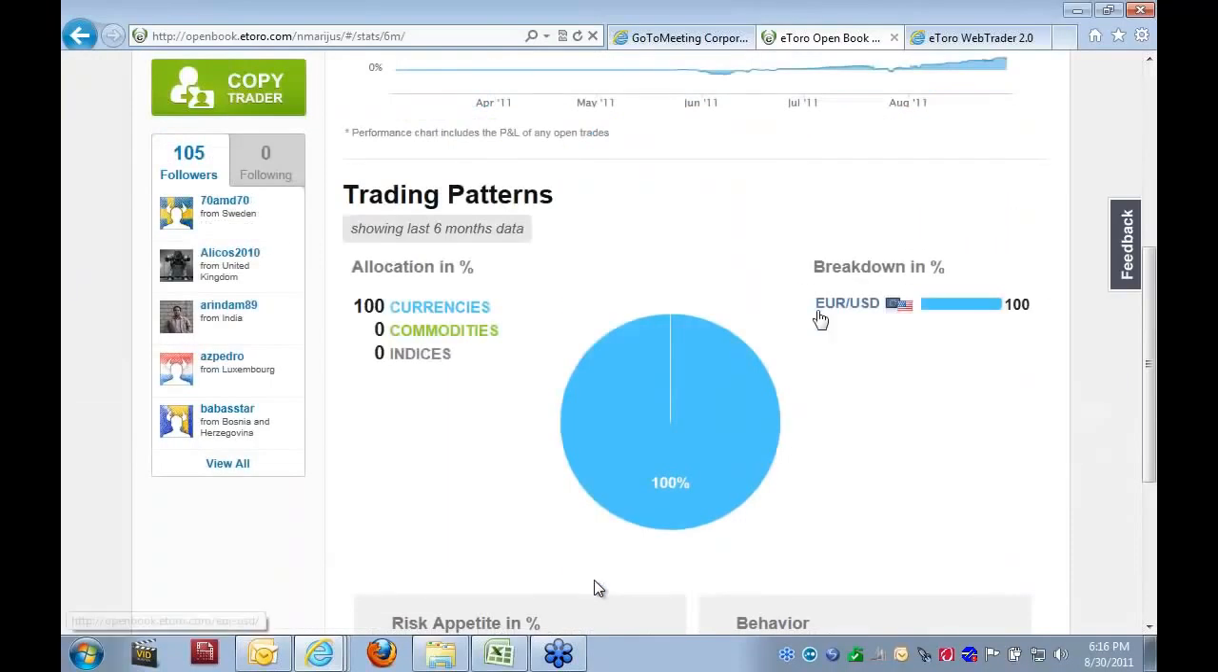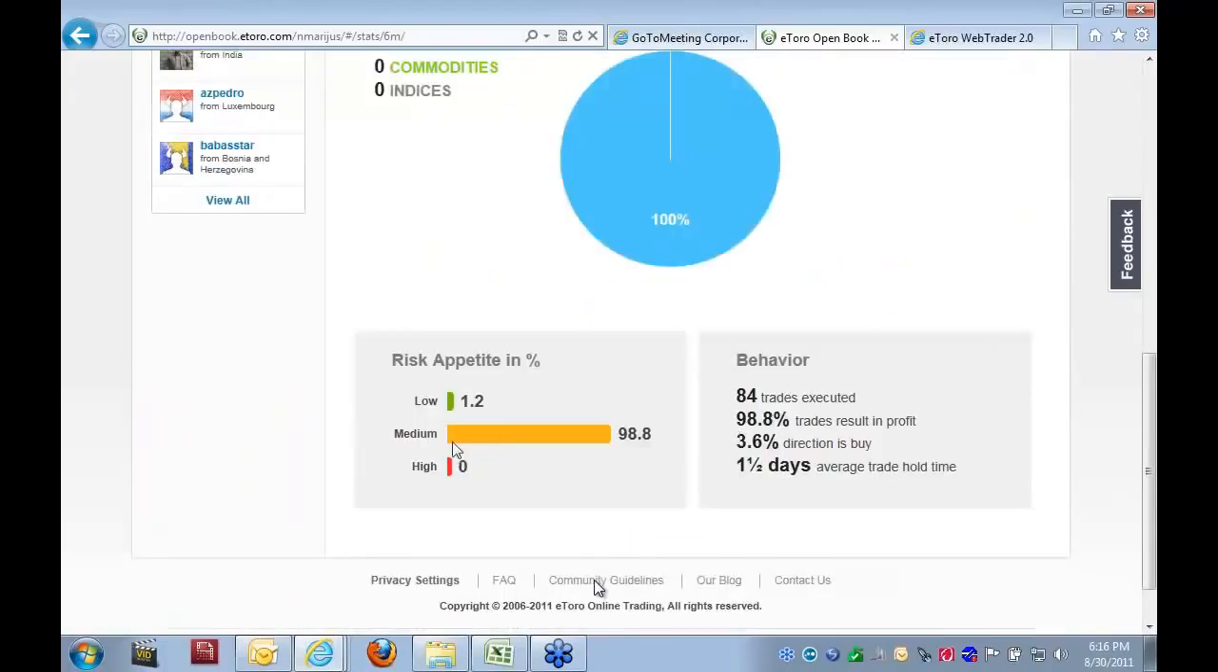This guy trades only euro dollar, doesn't trade anything else, okay? Trades in medium risk. The average trade hold time is 1.5 days. 99% of the trades that he opened resulted in profit. That is absolutely astonishing, okay?